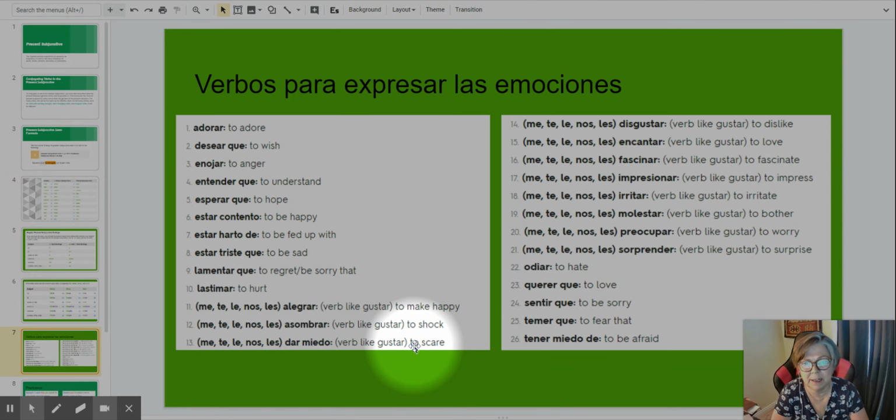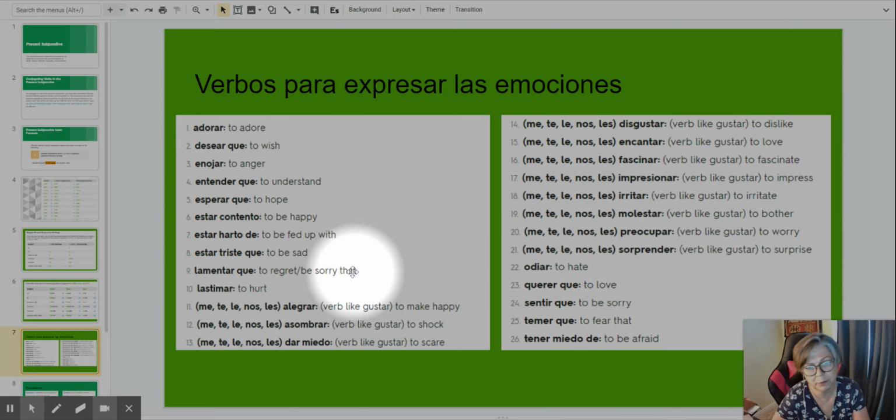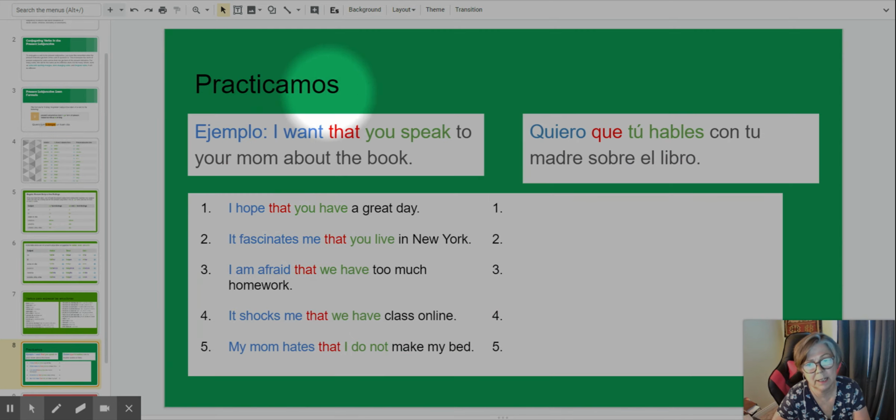Estamos aquí, these are all the verbos para expresar emociones, and you should have gone through this. There's a Quizlet and the Monday assignment that covers all of these verbs and how to pronounce them. Aquí tenemos ejemplos. I gave you one example, and then in class we're going to do these. Aquí hay los ejemplos.